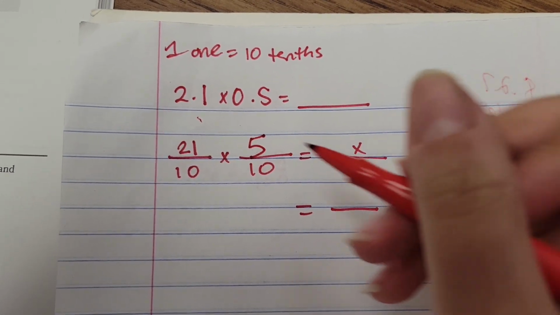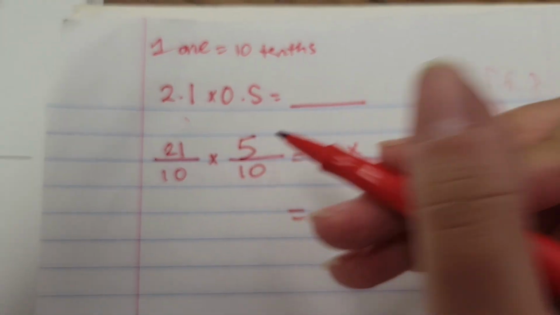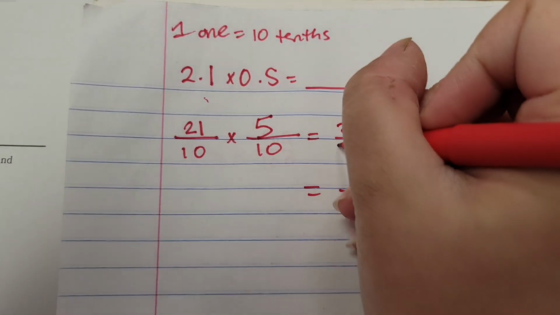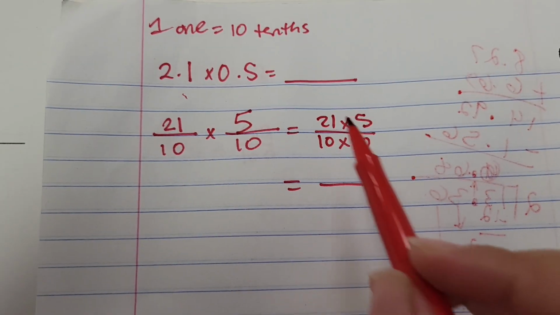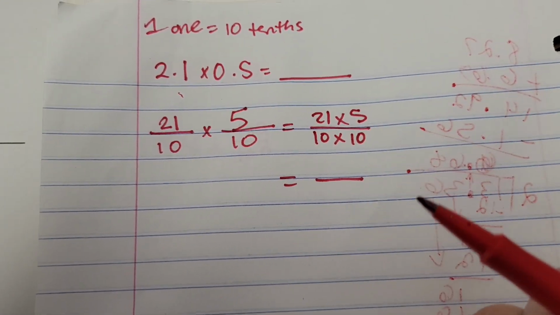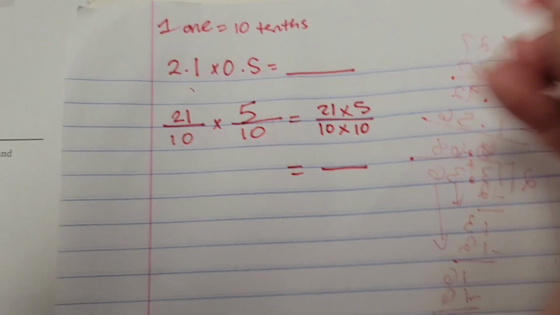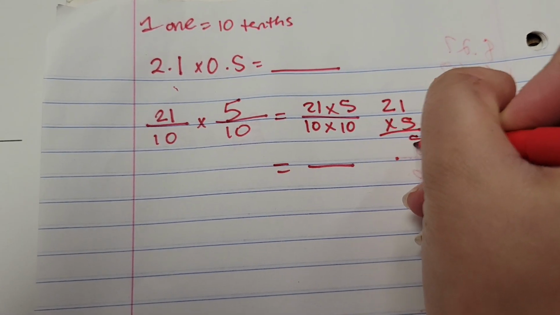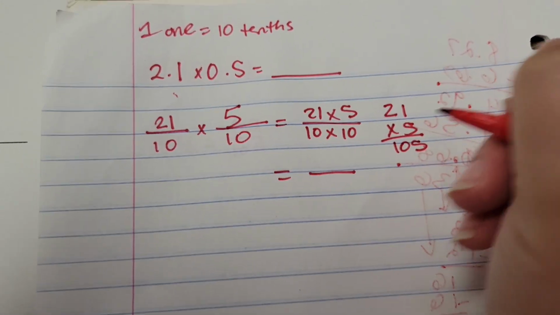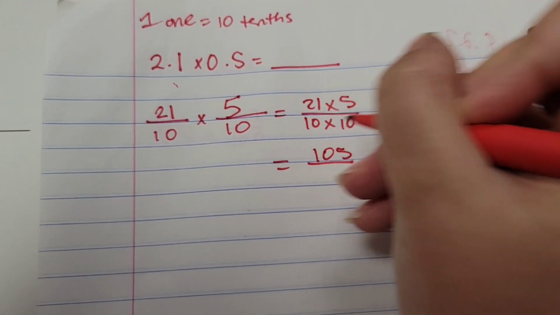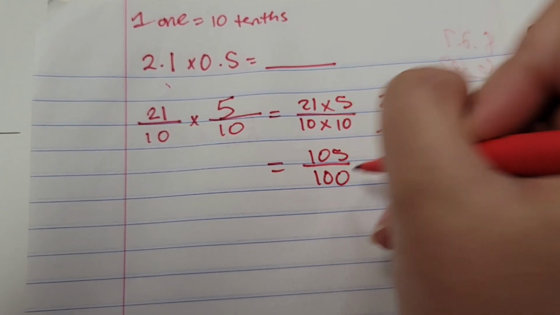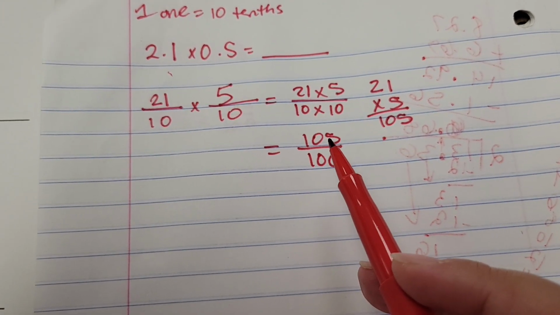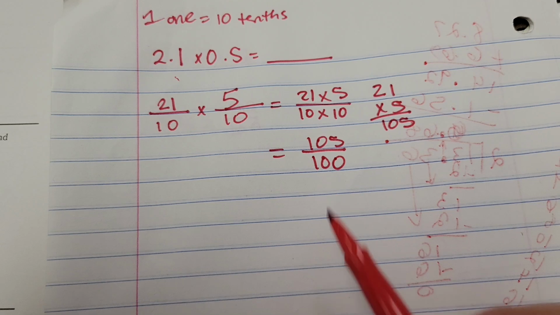Now these little X's just show you that you're going to be multiplying your numerators, so 21 times 5, and you're going to be multiplying your denominators, so 10 times 10. A lot of times we just do this in our head, but they just want the kids to write it down. So we're going to multiply 21 times 5. 1 times 5 is 5, 5 times 2 is 10, so that's going to be 105, and then 10 times 10 is 100. Now, we call this an improper fraction because the numerator is bigger than the denominator.